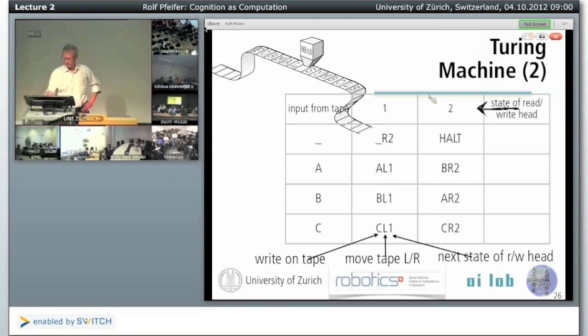So the read-write head has a state. Here it can be one or two, so two states. And then there is input from the tape, which can be a blank, an A, a B, or a C. And then we have these rules. Let's take this one. This means if the read-write head is in state one, it reads from the tape the character A. Then the first thing is what it writes on the tape. So it will write A on the tape. L means whether the head moves to the left or to the right. And the third one is the next state of the head, which in this case is one. I think it's very simple.